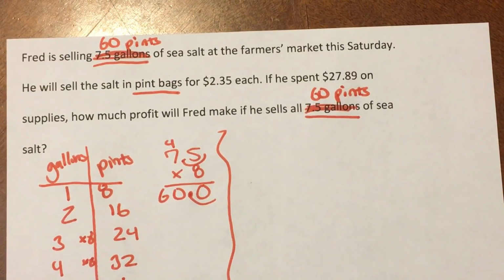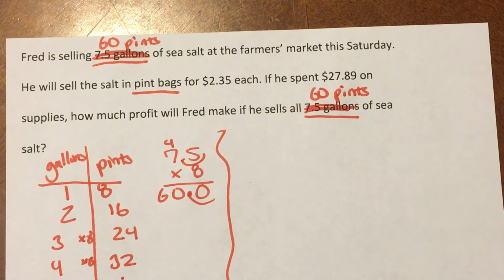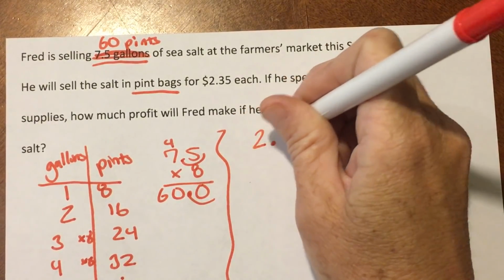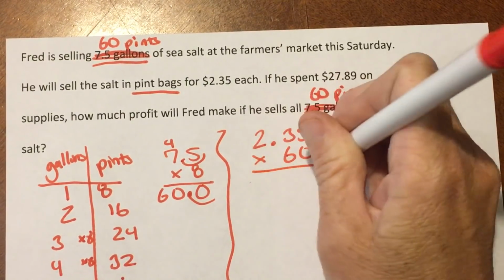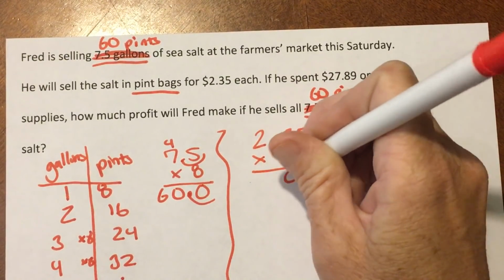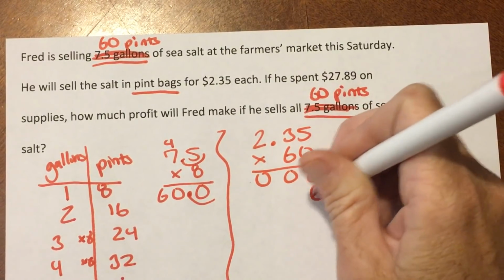It says Fred is selling 60 pints of sea salt at the farmer's market this Saturday. He will sell the salt in pint bags for $2.35. If he spent $27.89 on supplies, how much money will he make if he sells all 60 pints of sea salt? Well, I first probably want to figure out how much he made when he sold them. So I'm going to multiply the $2.35 per bag times the 60 bags. So I get that. Then I have a placeholder.